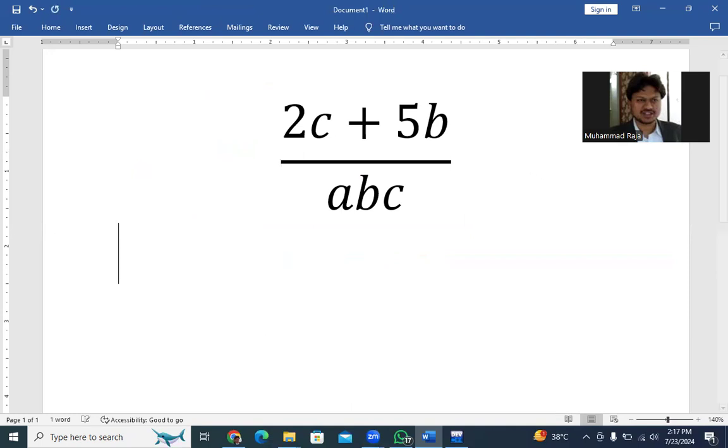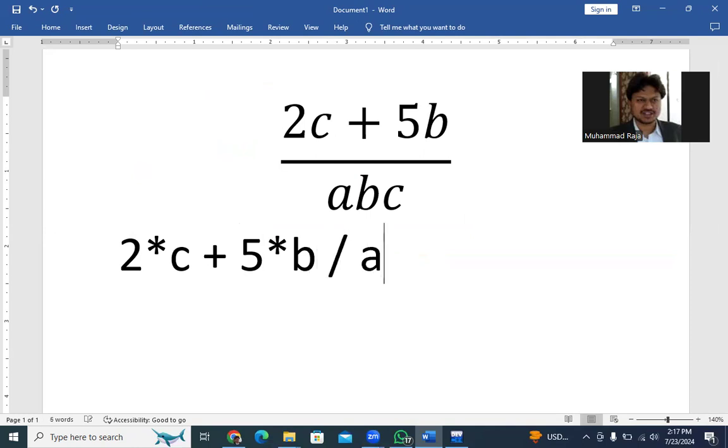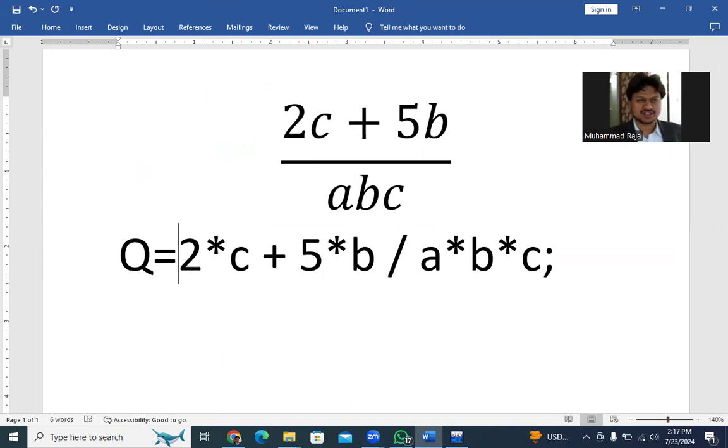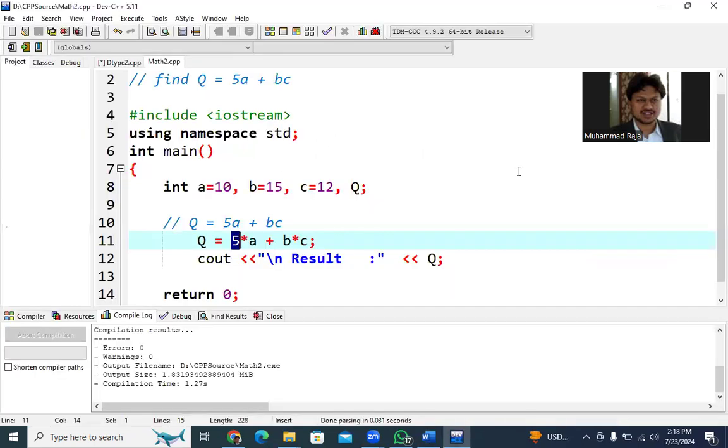If we are doing that here in C language, definitely I know 2 is multiplied by C, then plus 5 is also multiplied by B. Then there's a whole bar, meaning the division sign, and all of this is A multiplied by B multiplied by C. If we write this code directly in the C language, that Q is equal to this, it will not provide you any type of errors, but it will give you a wrong answer. Remember, it will give you a wrong answer. Check it out. I'm just copying and pasting this code inside my editor.